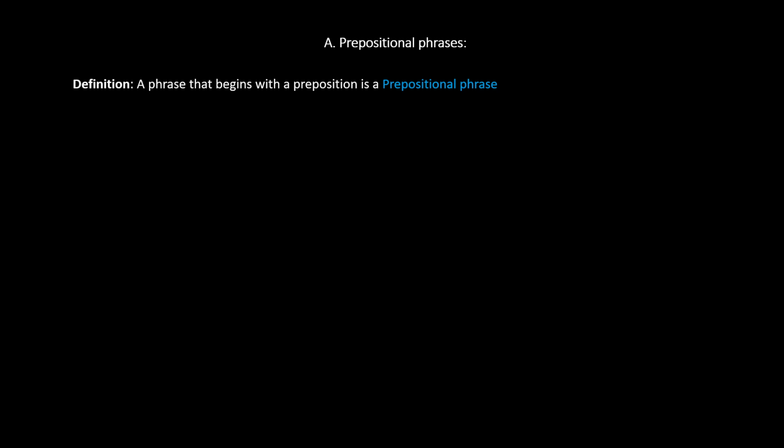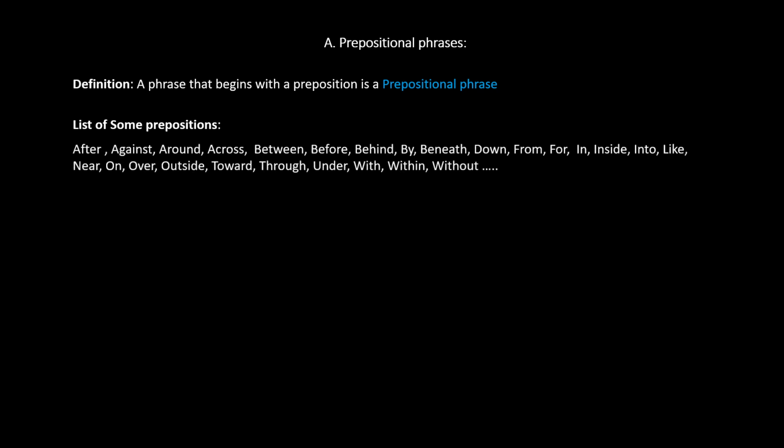After, against, around, across, between, before, behind, by, beneath, down, from, for, in, inside, into, like, near, on, over, outside, toward, through, under, with, within, without, etc. Of course, you have a very long list of prepositions. You can Google the complete list of prepositions, but for GMAT, I'm sure this list is useful.